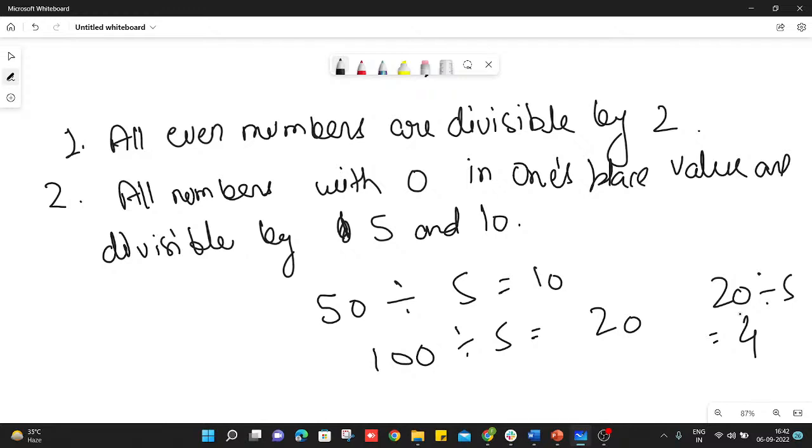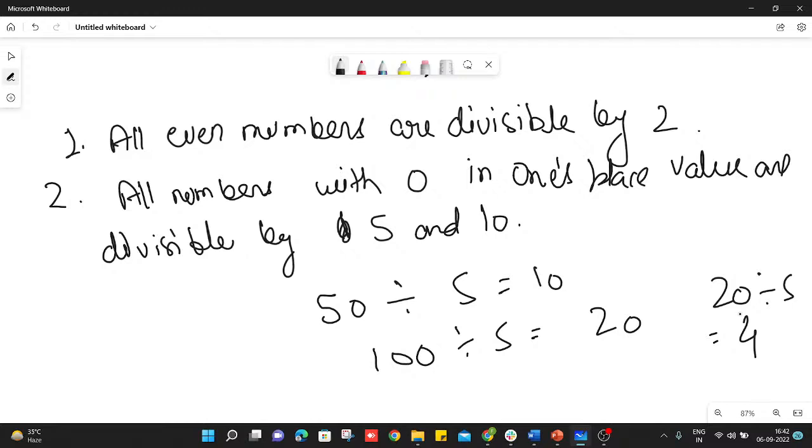Okay, and all the numbers which have a 5 in the ones place value are also divisible by 5, like 25, 55, 35, 105, 35, 15, 45. All these numbers are divisible by 5 because they have 5 in the ones place value. So whenever you see a number which has 5 in the ones place value, it is divisible by 5.